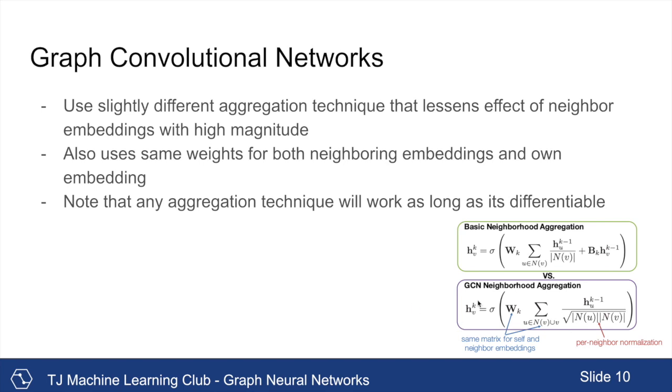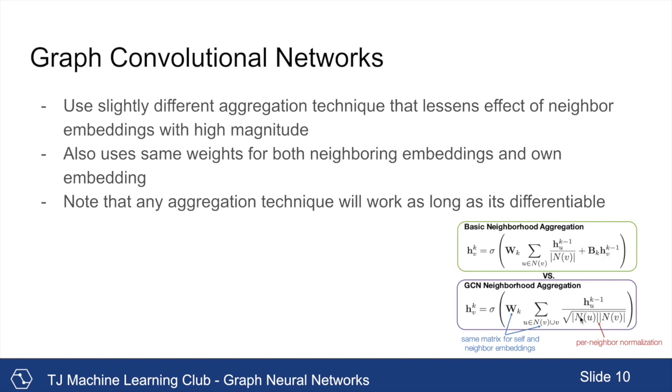I'm going to talk about one here, which is the GCN neighborhood aggregation. Basically, this is almost the same thing as the basic technique that we talked about earlier, except we use the same weight, W_k, for all of the neighborhood nodes as well as our own node's previous embedding, right? So we don't have this secondary weight B_k that we use to multiply with our old node's embeddings. Instead, we just have one weight, and we do the union of all of our neighborhood nodes as well as the current node. So we don't have two weights here.